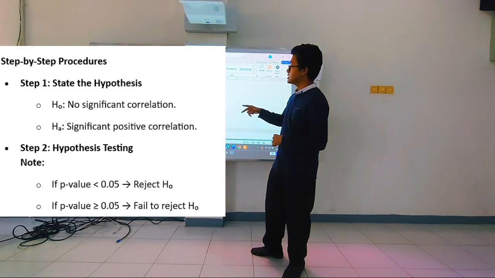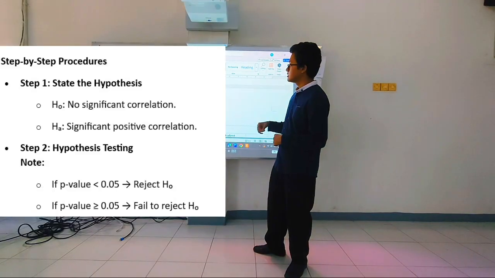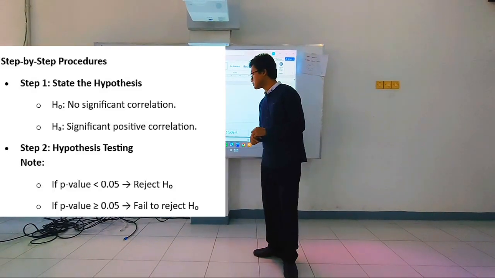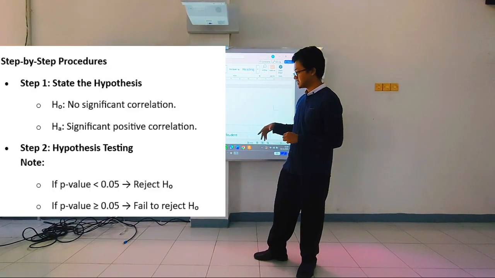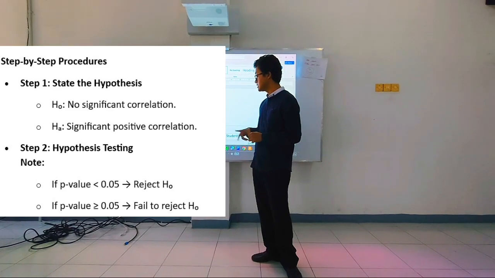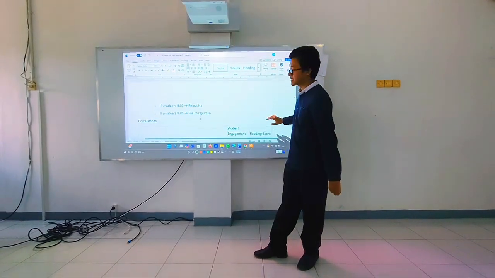And next one, the hypothesis testing. If the p-value is below 0.05, the null hypothesis is rejected, and if the p-value is bigger than 0.05, the null hypothesis fails to be rejected or is accepted.